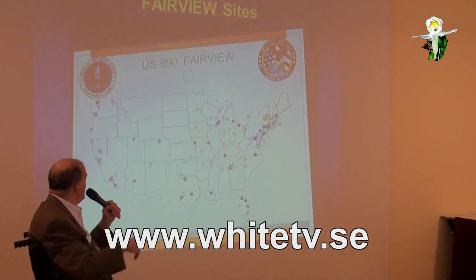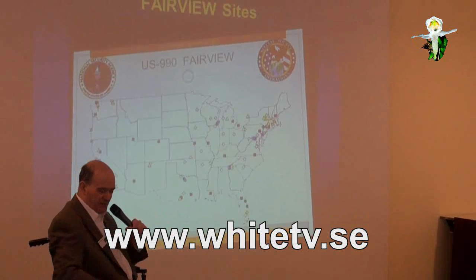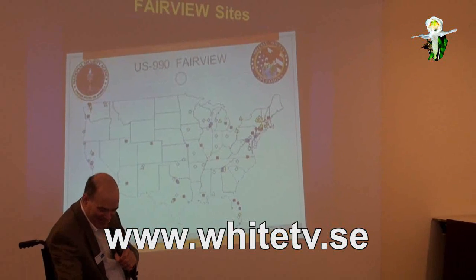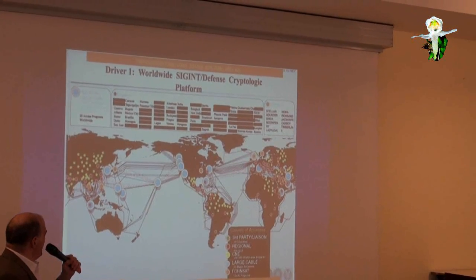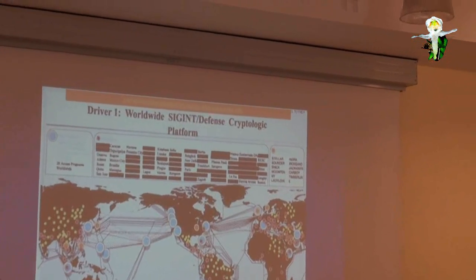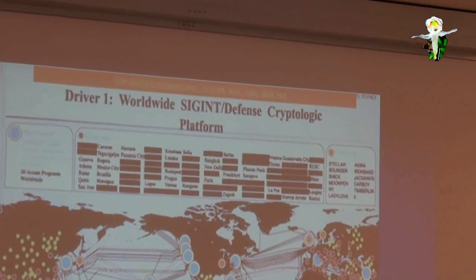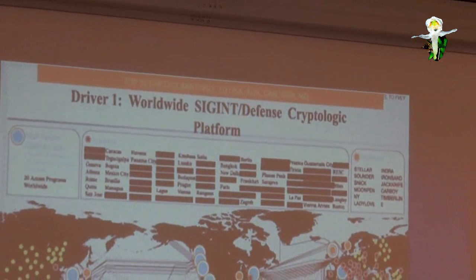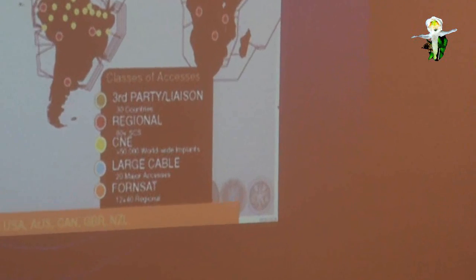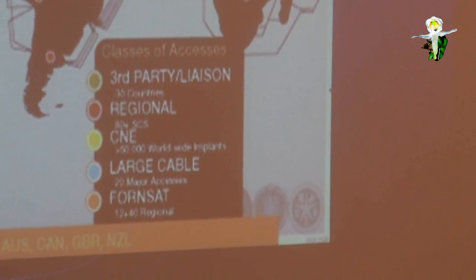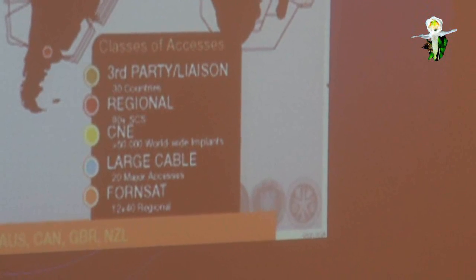This is another slide from Snowden. You can tell by the classifications at the bottom. So, this is worldwide, what they do. It shows the satellite collection, and one of the main entries there, if you see there on the legend down in the lower right, is the CNE, that's Computer Network Exploitation. That says over 50,000 implants in the worldwide network.